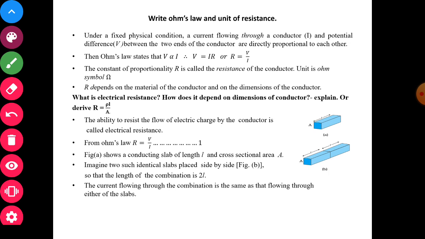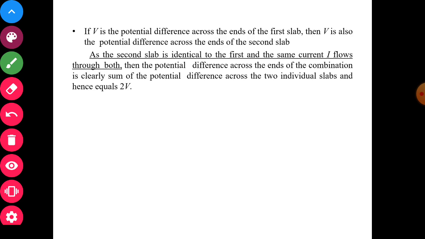Okay, so that part we try to understand. Current flowing through the combination is the same, but now the voltage: if V is the potential difference across the ends of the first slab, then V is also the potential difference across the ends of the second slab. As the second slab is the same as the first slab, the current through both the slabs will be I only.